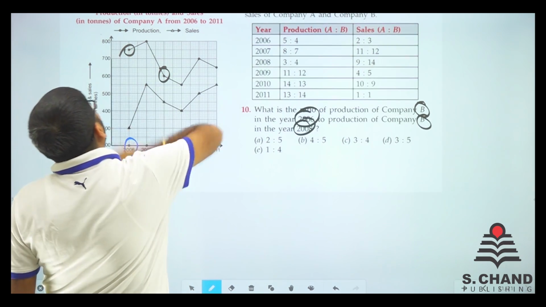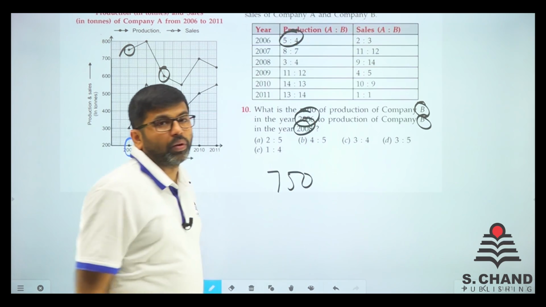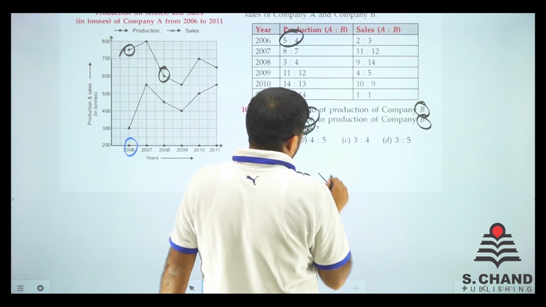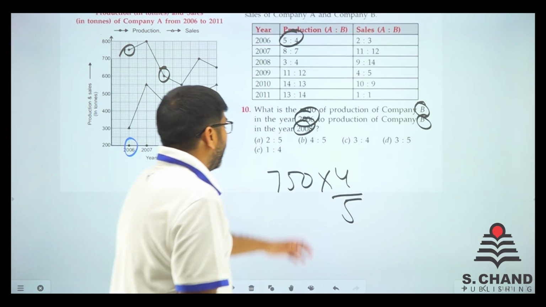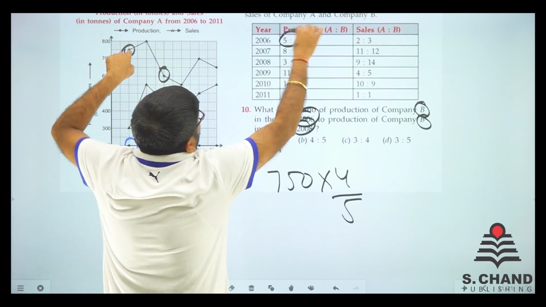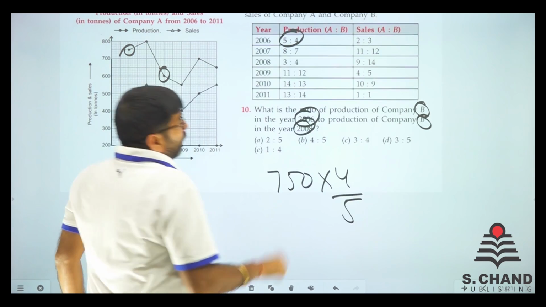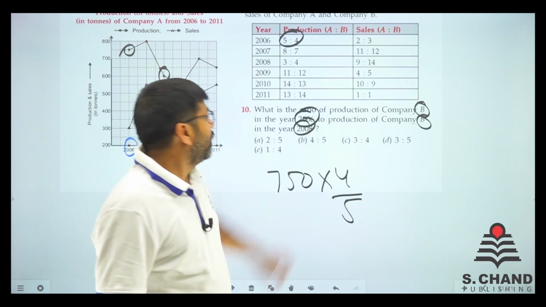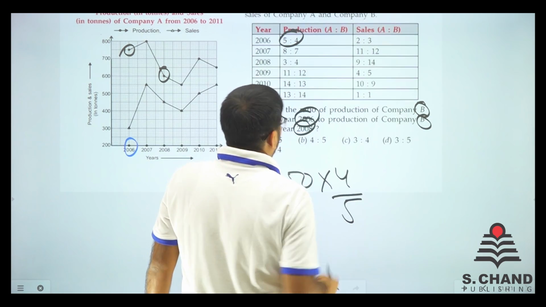So 2006 A was like 750. Now 2006 the ratio was 5/4. So if it was 5/4, what we'll do is multiply by 4/5. Why 4/5? See, this 750 is A, production of A, company A, and this 5 is the part of A. So when you divide this production by total 5 parts, it will give you 1 part, and 1 part multiplied by 4 part will give you part of B. So this let's calculate first, then we'll do the company B sales part, production part of 2008.